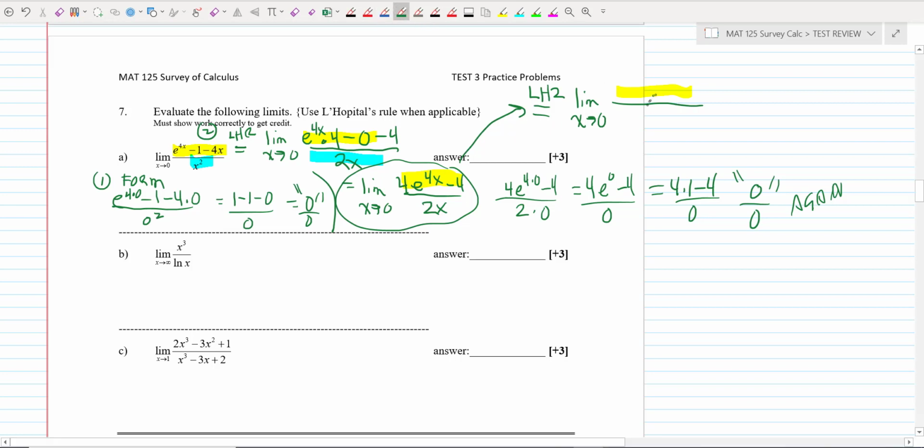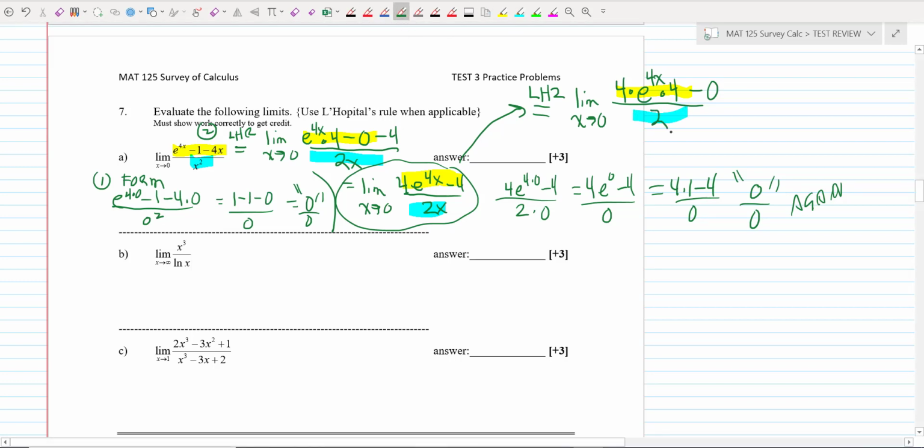Okay, so that's a chain rule. The derivative of 4e to the 4x: 4 is a constant, write it down. We'd have itself, e to the 4x, times the derivative of the exponent. And then the derivative of the 4 is 0. Okay, so you got to get your derivatives correct, of course. The derivative of 2x is 2.